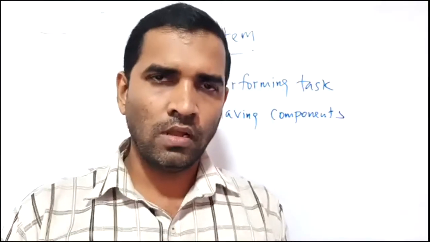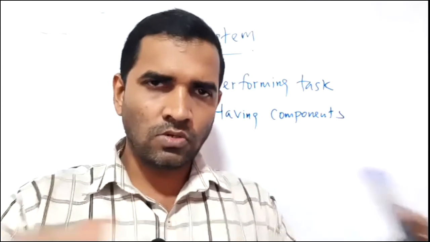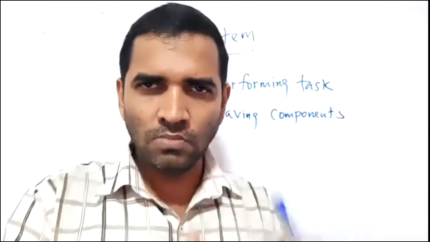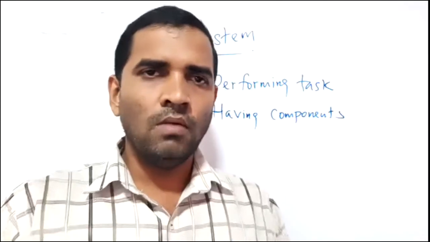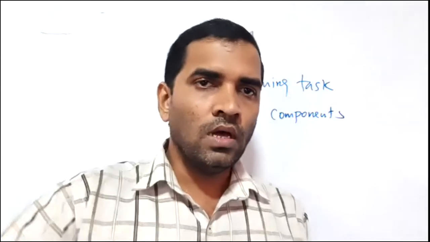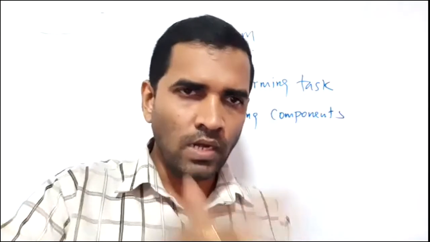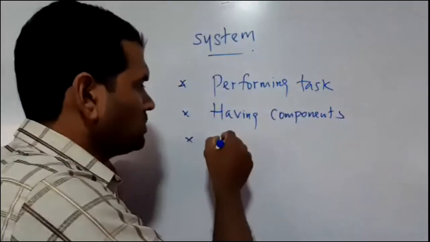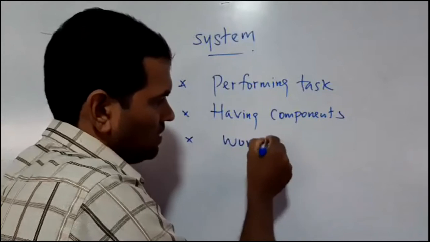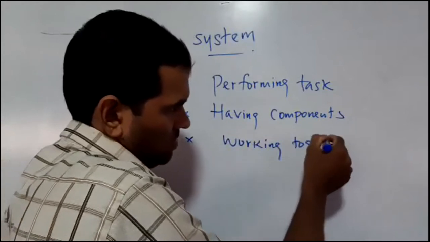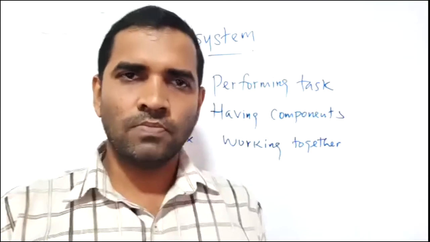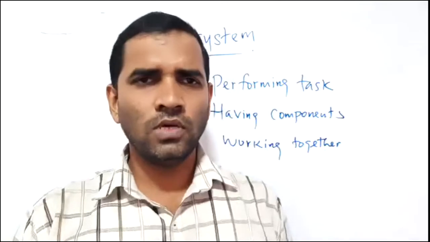Yes, having those components is very, very crucial. At the same time, those components must work together, right? If it is a system, these components which are in the particular system must work together. They cannot work alone, right? One depends on the other. So that's the meaning of working together. So these components must work together. Right? So if you combine these three things in your definition, that would be okay, right?